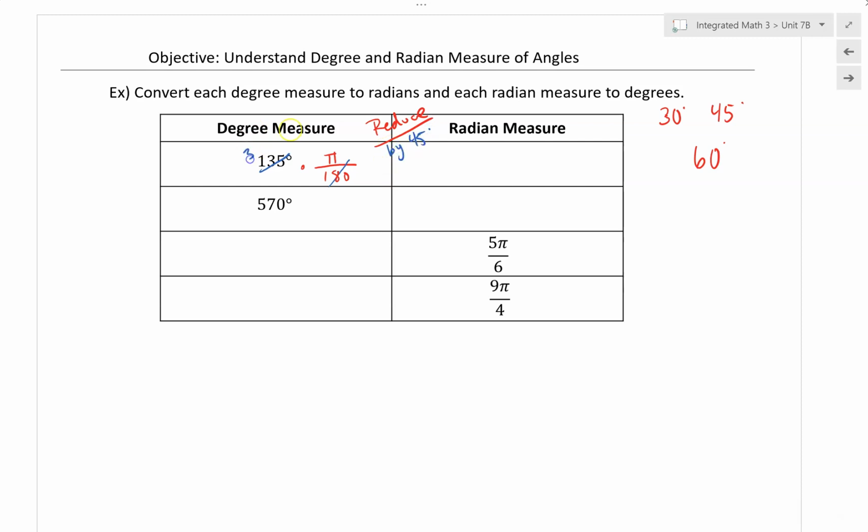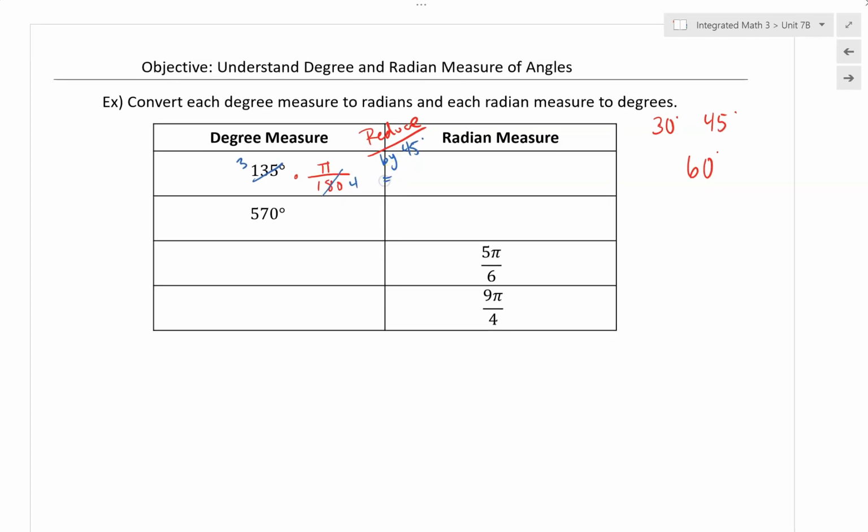Okay, so this ends up being 3, this ends up being 4. Now, how did I know that? Well, just looking at those, I kind of know this, but it ends in a 5. So therefore, it's going to be divisible by 5, right? That's divisibility rules. So that's how I get that, okay? So this ends up being 3 pi over 4.